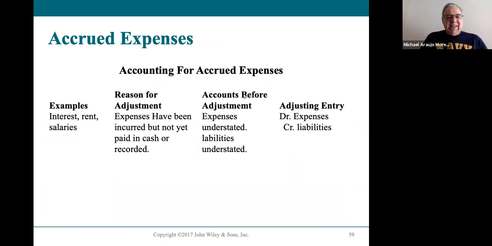So what happens if we did not do these adjustments? Well, the most important thing, again, because we're starting with the income statement, is our expenses would look smaller. That's understated. If the expenses are smaller than they really are, the profit is bigger than it really is, and that misleads the owners. They don't like that.